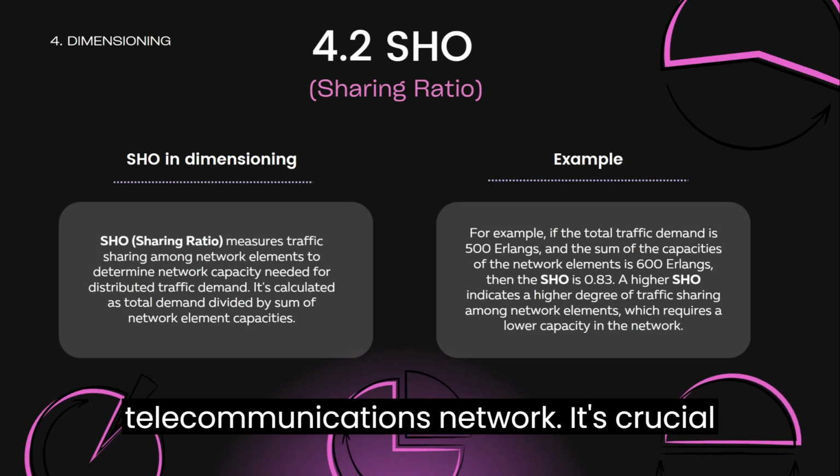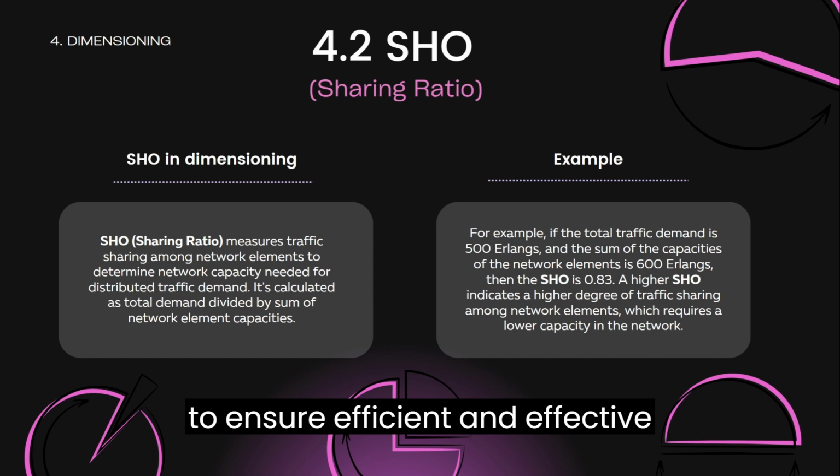So in 4.2, SHO. SHO, or sharing ratio, is a measure of the degree of traffic sharing among network elements. It is used to determine the capacity required in a network to accommodate traffic demand that is distributed among multiple network elements. SHO is calculated as the total traffic demand divided by the sum of the capacity of the network elements. For example, if the total traffic demand is 500 erlangs and the sum of the capacity of the network elements is 600 erlangs, then the SHO is 0.83. So it comes to that a higher SHO indicates a higher degree of traffic sharing among network elements, which requires a lower capacity in the network.